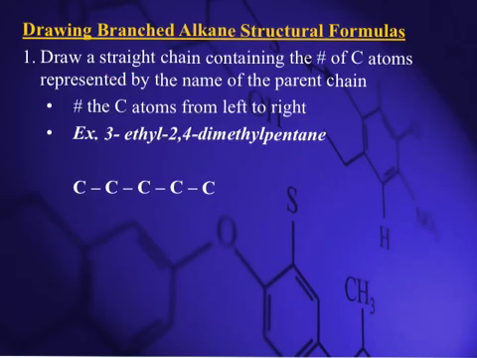Okay, if we were asked to draw the structural diagram of an alkane given its English name, we just go backwards. The first thing we need to do is to draw the parent chain, and then we'll add in the branches later. So for example, we have 3-ethyl 2,4-dimethylpentane. The word pentane indicates there's going to be 5 carbons, so we have a 5 carbon compound right here. So once we have our parent chain drawn in, we can add in our branches. We'll do that on the next slide.